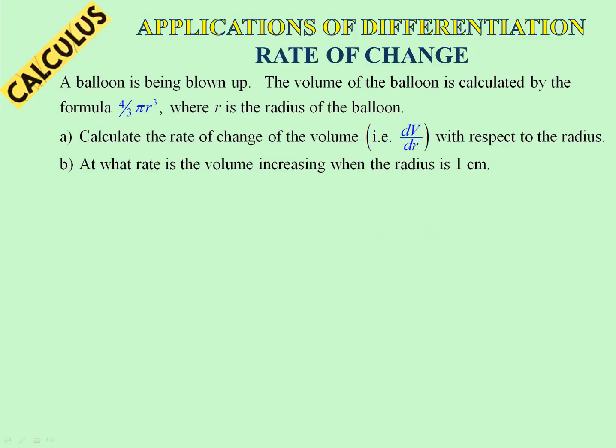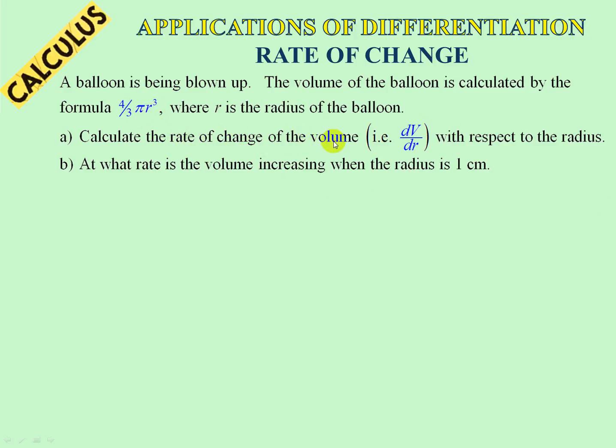Let's have a look at a real life situation. A balloon is being blown up. The volume of the balloon is calculated by the formula 4/3 pi r cubed, where r is the radius of the balloon. The radius is changing because the balloon's been blown up. Therefore, the volume is changing because the radius is changing.